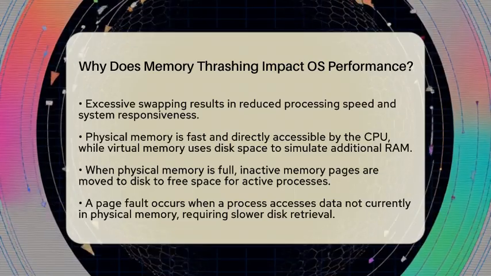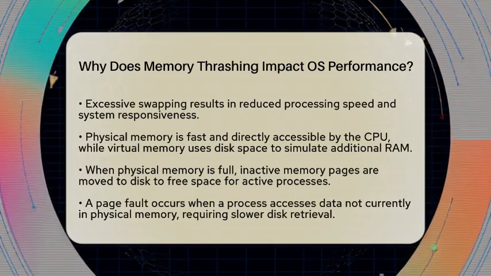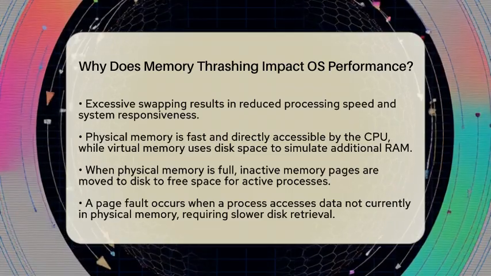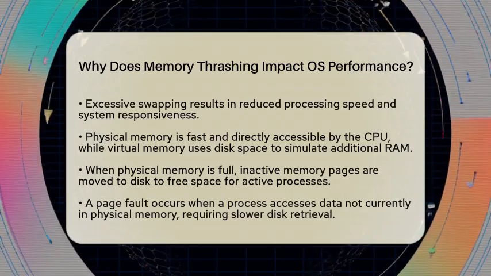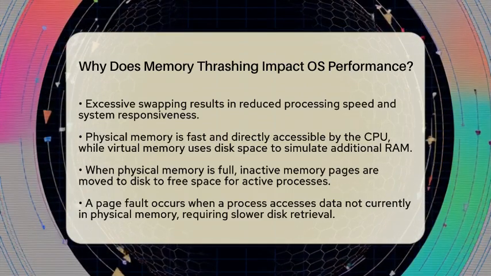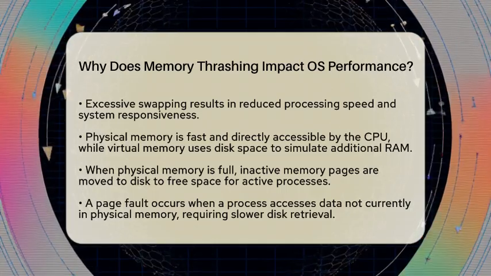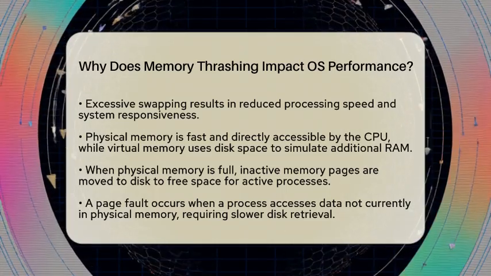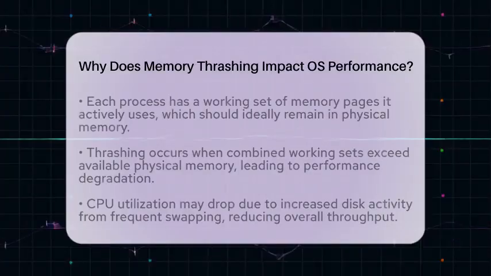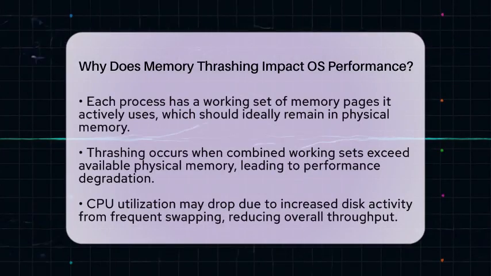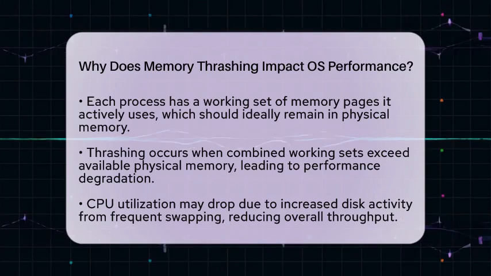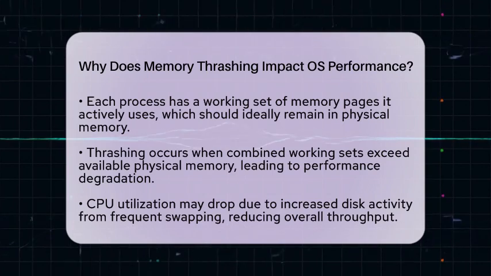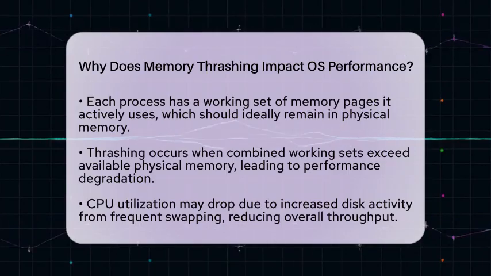Each process has a working set, which is the set of memory pages it actively uses. For optimal performance, the operating system needs to keep these working sets in physical memory. When the combined working sets of all processes exceed the available physical memory, thrashing occurs. The operating system spends so much time swapping pages in and out of memory that it cannot effectively execute process instructions. This leads to severe performance degradation, as the central processing unit becomes occupied with managing page faults and swapping operations instead of running applications.